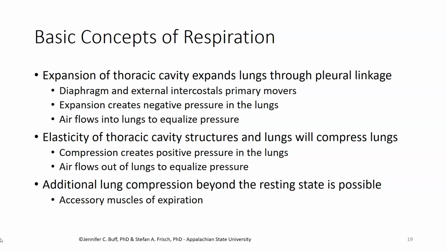Once the thoracic cavity structures are stretched out, their elasticity will try to compress the lungs. That compression would create a positive pressure in the lungs, and again air would flow out of the lungs in order to equalize that pressure. It's possible to have additional lung compression beyond that resting state using accessory muscles of expiration to further compress the rib cage.